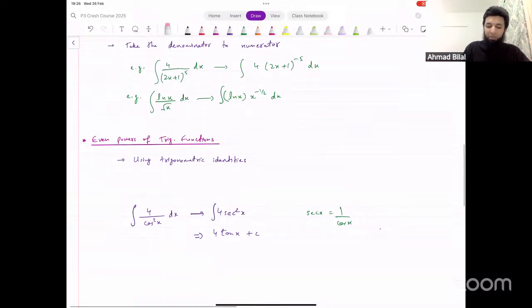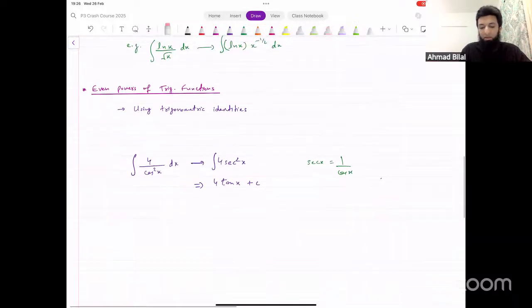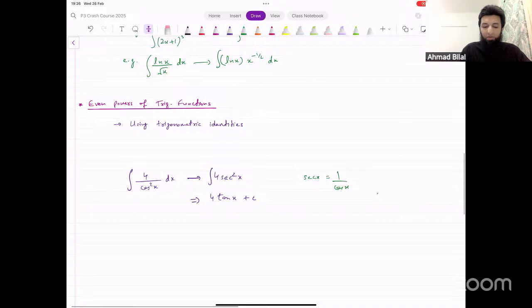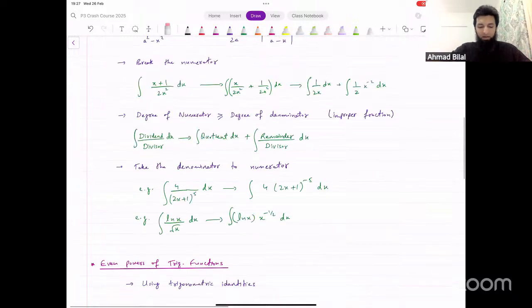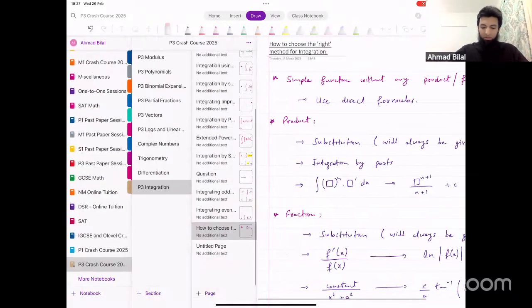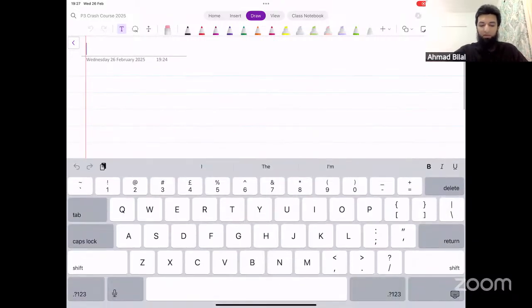And then even powers of trigonometric functions are integrated using trigonometric identities. In particular, sine squared and cos squared are integrated using the double angle identity for cos. I've added this in the notes. You can go through that and make sure that you know all of those rules that you have. Let's jump into some questions now.